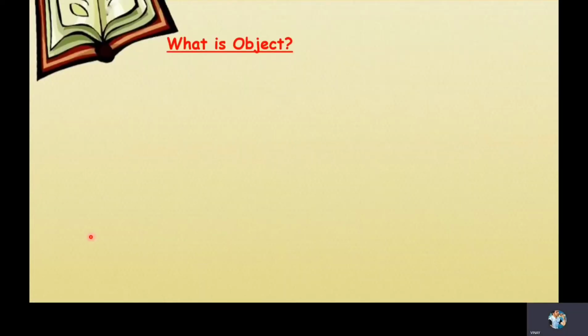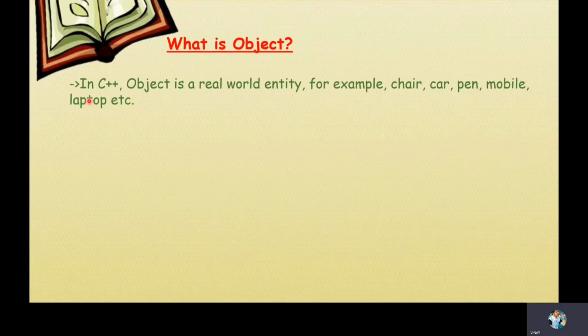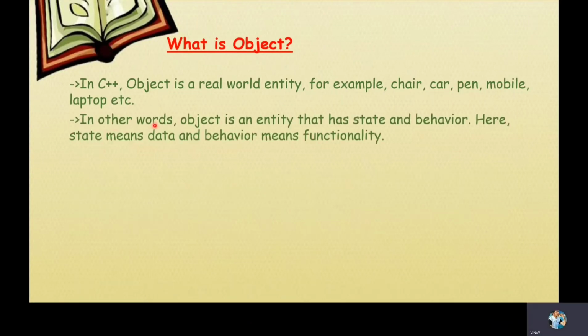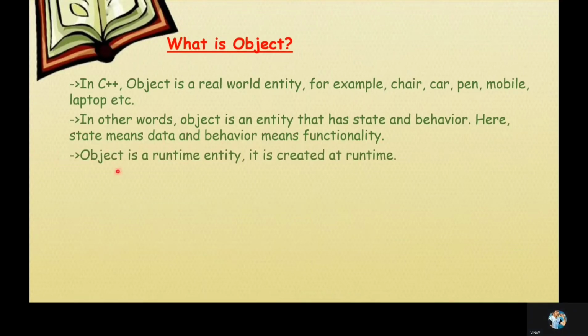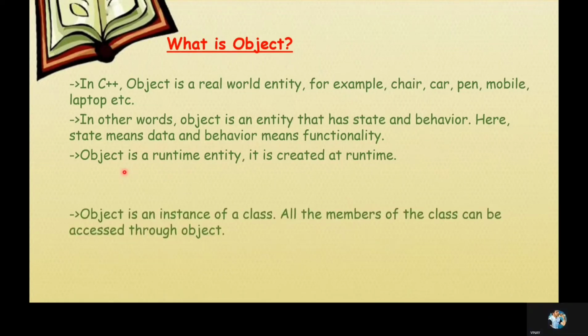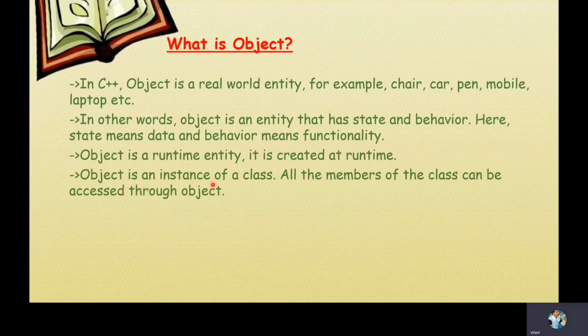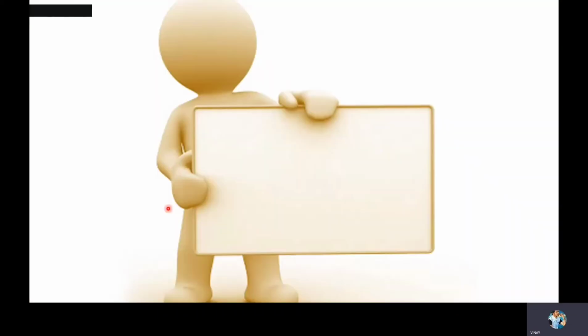Then let us see what is object. In C++, object is a real world entity. For example, chair, car, pen, mobile, laptop, etc. In other words, object is an entity that has state and behavior. Here, state means data and behavior means functionality. Object is a runtime entity. It is created at runtime. Object is an instance of a class. All the members of the class can be accessed through object.